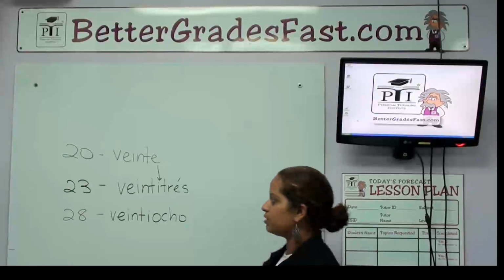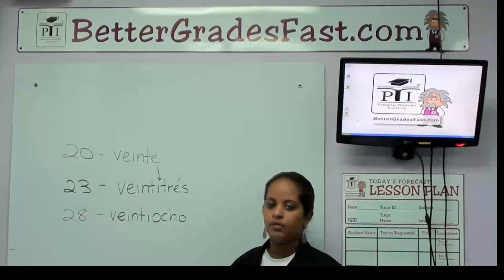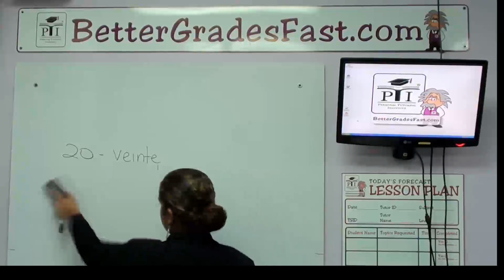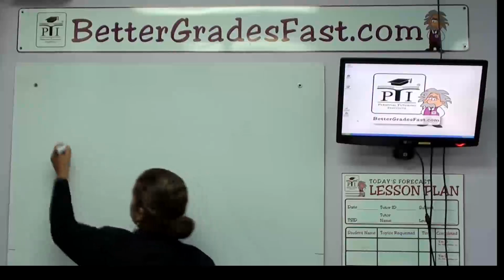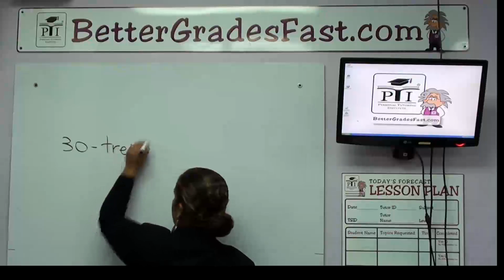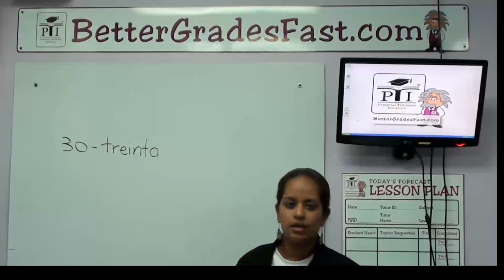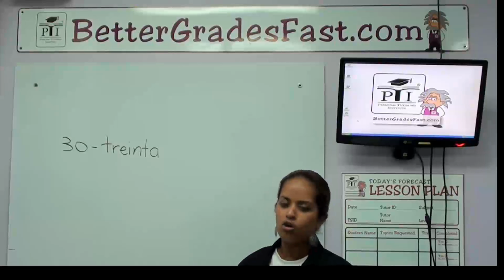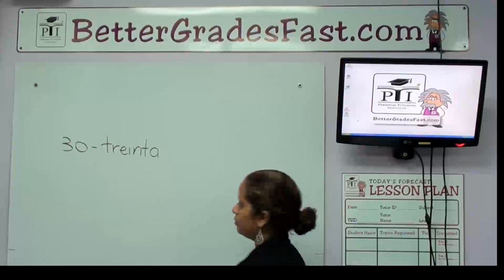How do you form numbers in the 30s? Again, you first need to know how to say 30. 30 in Spanish is 30. If you wanted to say 36, for example, you would simply say 30 and 6. No combination required here. 39, 30 and 9.